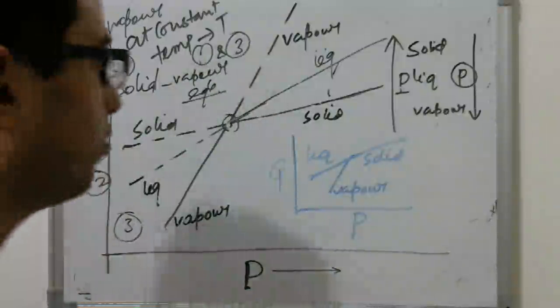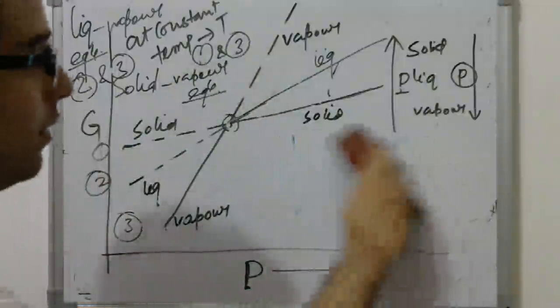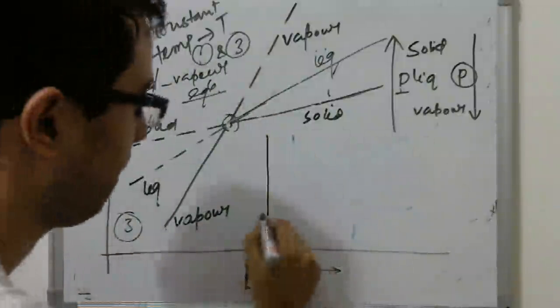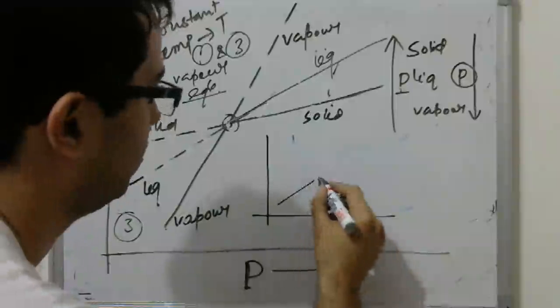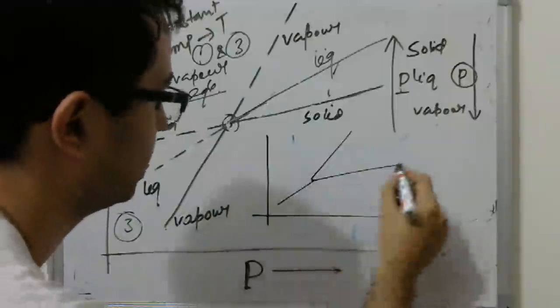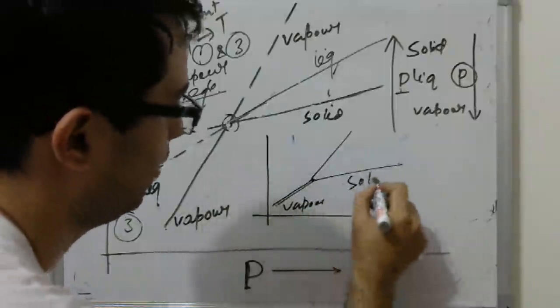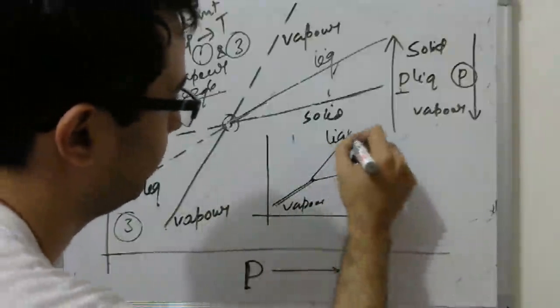If I plot this part separately, I don't think it's feasible. It's very important to understand this concept. So how will it look? It will look like this. This is vapor, this is solid, and this is liquid.